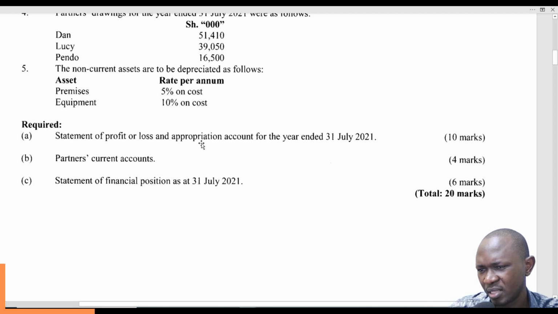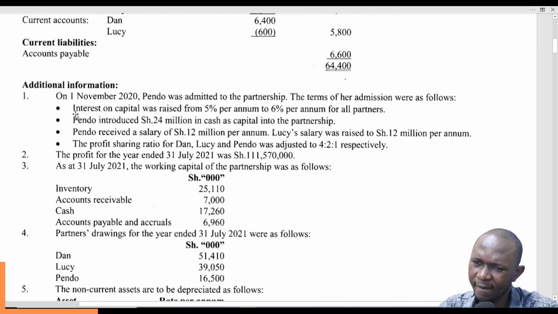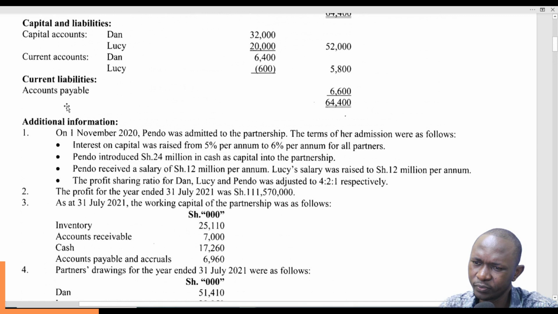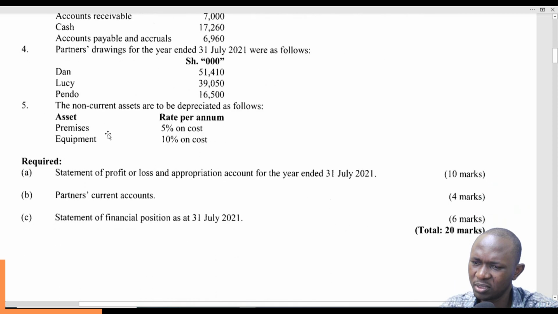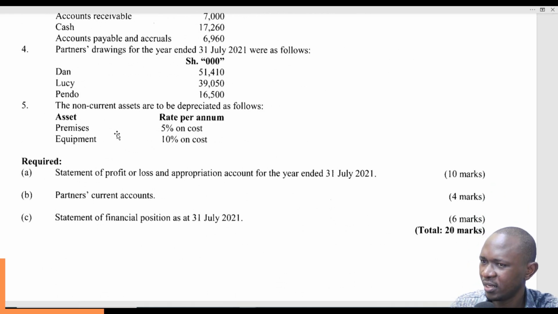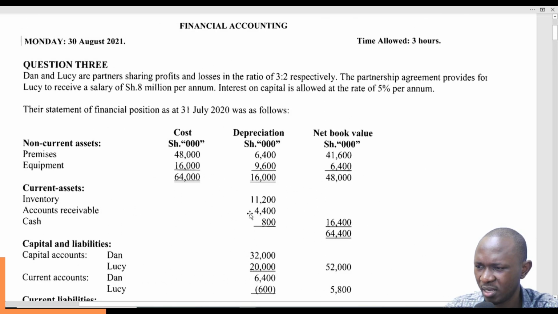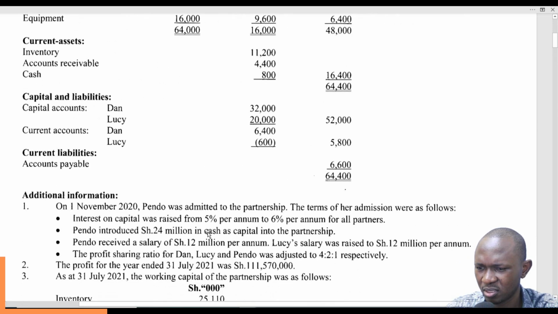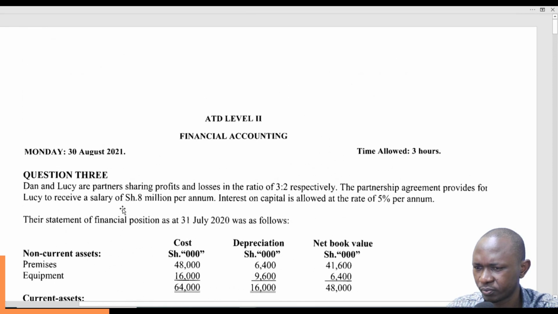So if we are preparing the books for the year ended 31st July 2021, and Pendo joined on 1st November 2020. So this means our opening stock. Let me just see our opening inventory, opening stock. Let's see. This is 1st November. When did this business start?